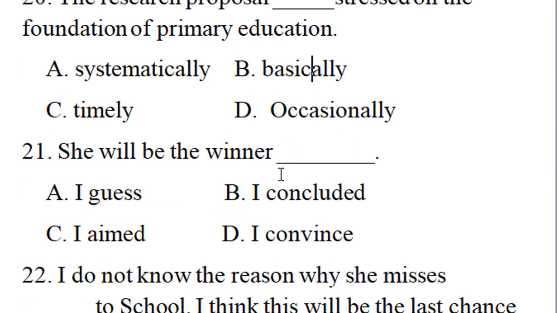She'll be the winner, blank. I'm watching her, so she'll be the winner. I guess, I aimed, I conclude, I convince. When do you say I guess? I guess means I don't have any evidence, but I say that she'll be the winner. I don't have any tangible evidence, so I simply say I guess. I aimed means something better than I guess, inclined to be the winner. I deduce that she'll be the winner. I conclude means 100%. I have evidence on my part, so I can say I conclude.